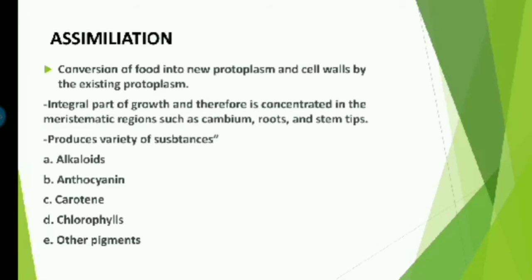Assimilation is the conversion of food into new protoplasm and cell walls by existing protoplasm. It is an integral part of growth and therefore is concentrated in the meristematic regions such as cambium, roots, and stem tips.